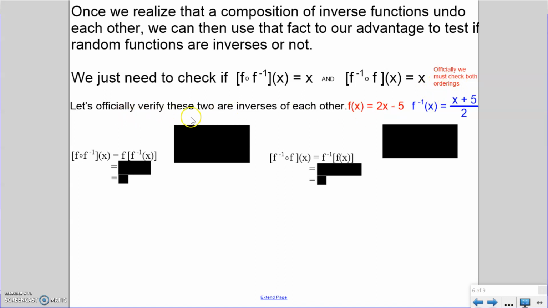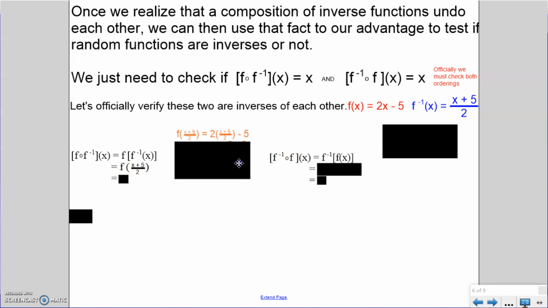So let's officially verify that these two are inverses of each other. First I'm going to find f of f inverse of x. So I wrote the nice way. I'm going to plug x into the equation f inverse for x. Well, you put x in for x, it does not change. So it looks just like this. Now to find f of this, I'm going to go to equation f and plug in x plus 5 over 2 for every x. I need to do some side work here.